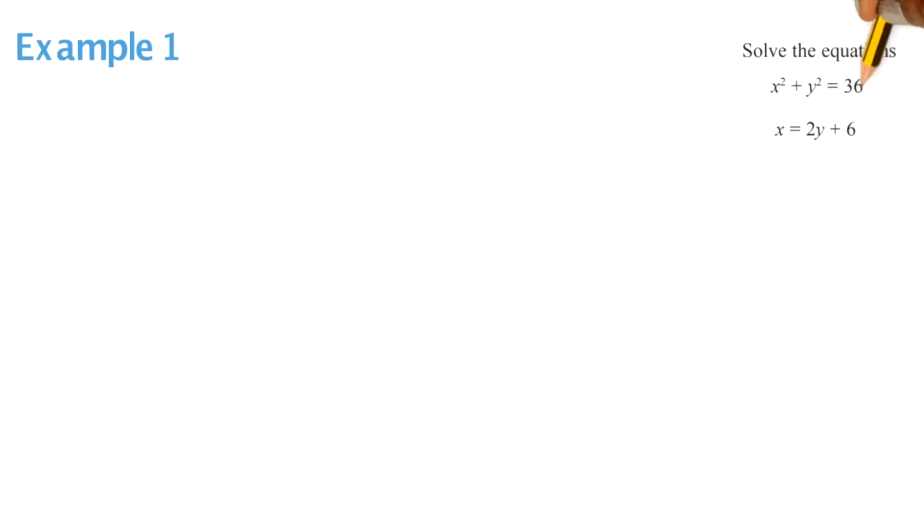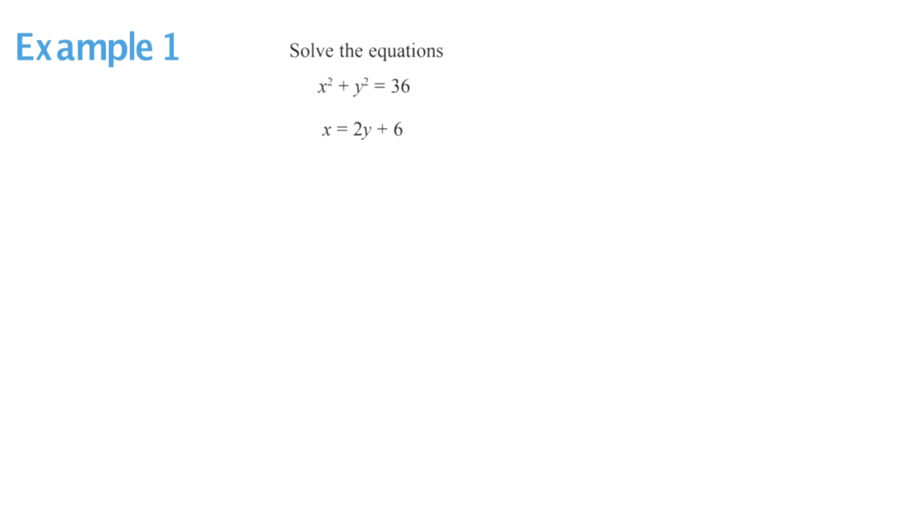Example 1. In this example, we've got our quadratic on the top and our linear equation on the bottom. Because this time it's x is equal to, we are going to substitute x into the quadratic equation, because it's going to be easier than rearranging to make y the subject. So that is now going to change to (2y plus 6) squared plus y squared is equal to 36. Again, we're going to do the same thing as before where we expand the brackets, so expanding our 2y plus 6 multiplied by our 2y plus 6.